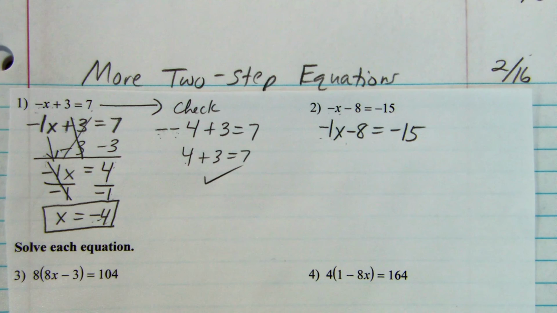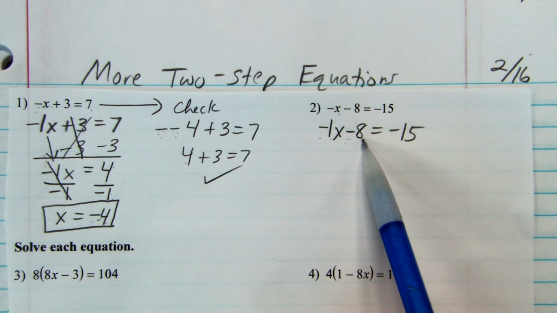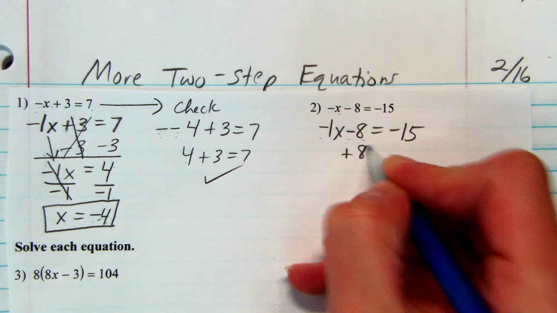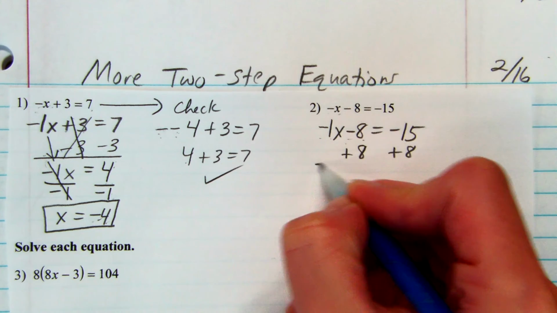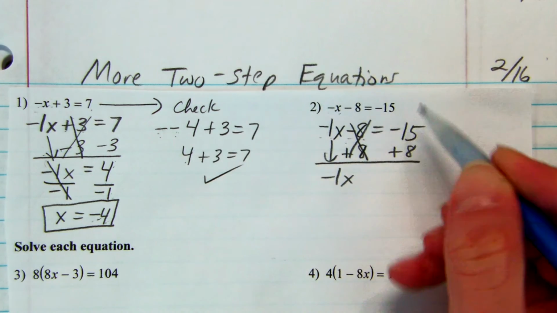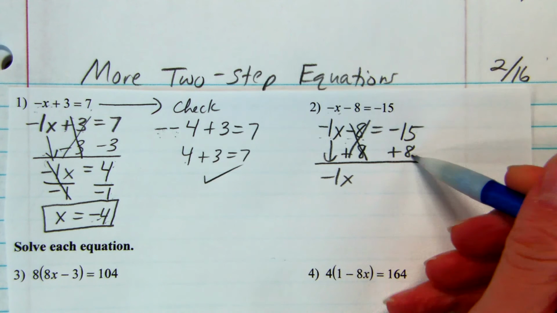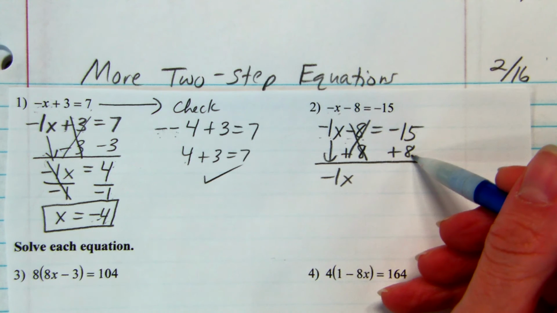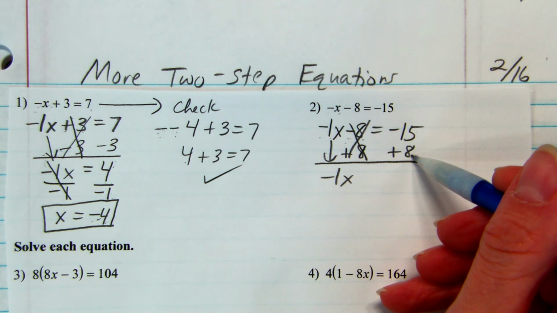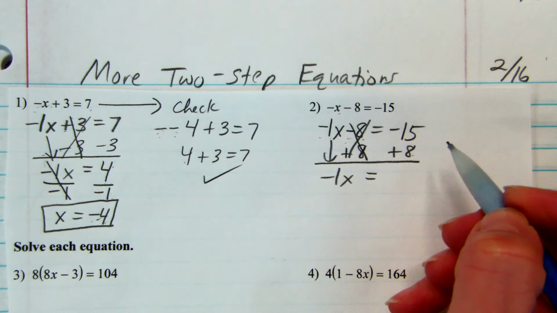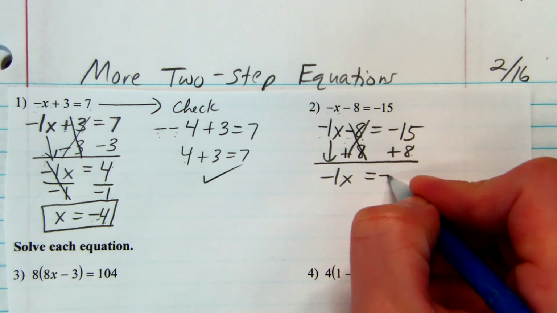All right, so how do we get rid of minus 8? Plus 8, very good. On both sides. Okay, let's impress Miss Arthur. So we're going to bring down the negative 1x. Who can tell me what negative 15 plus 8 is? Raise your hand. 7? Okay, would it be positive 7 or negative 7? Positive. Wait, negative. Negative 7, good job.